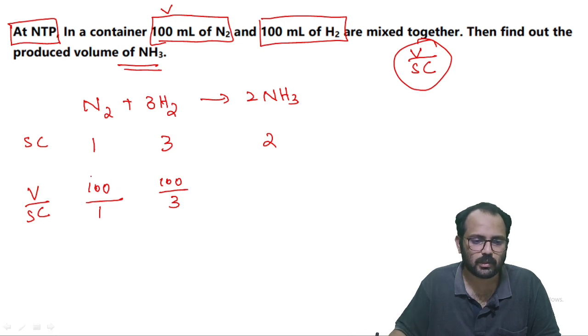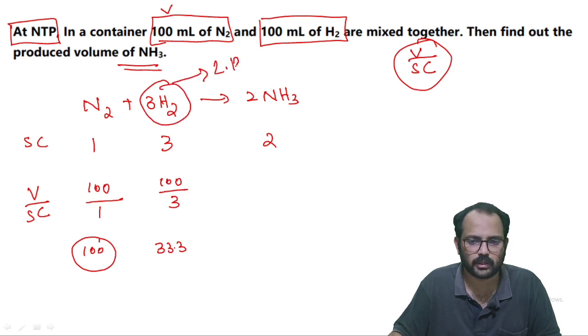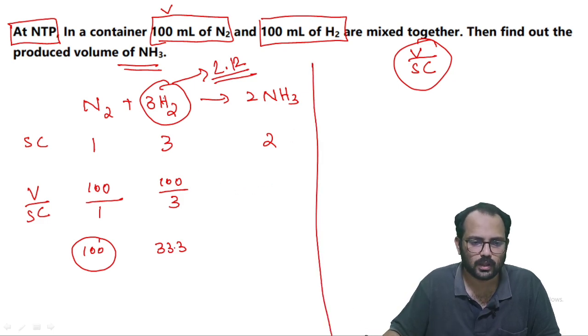So from this we can find out which one is the limiting reagent. 100 by 1 is 100. 100 by 3 is going to be 33.33 something. So hydrogen is going to be our limiting reagent. Then find out the produced volume of ammonia. The produced volume of ammonia we have to find out. Equate hydrogen with ammonia.